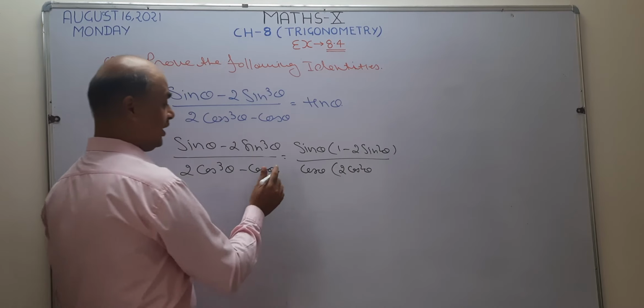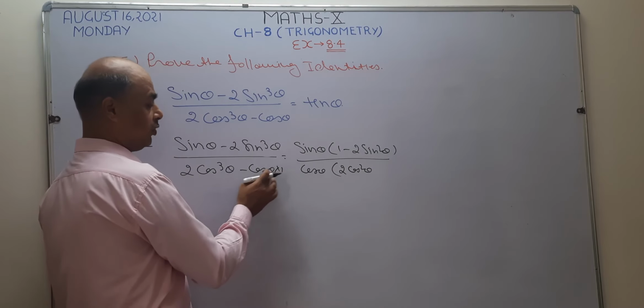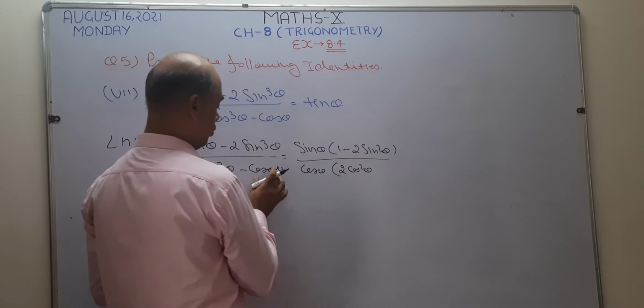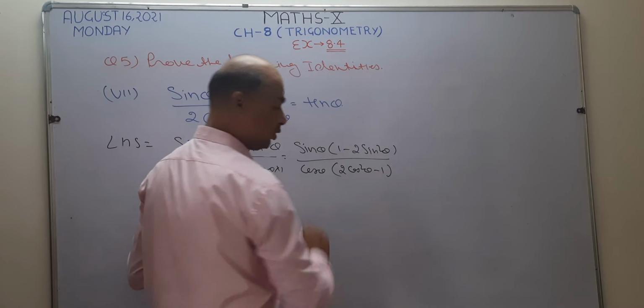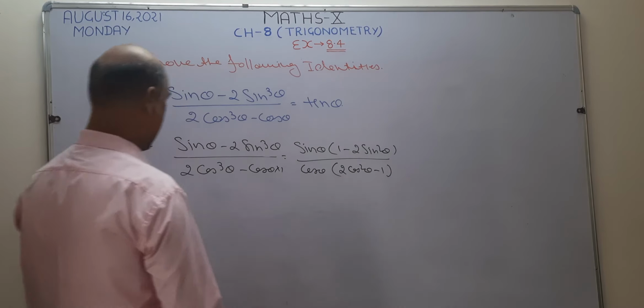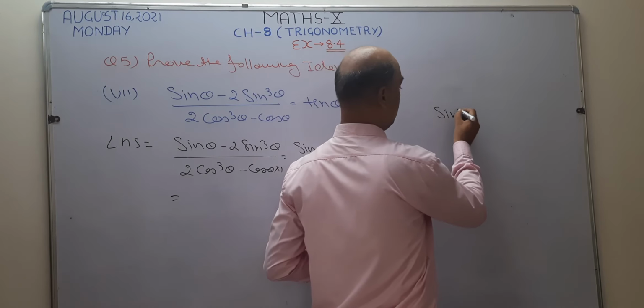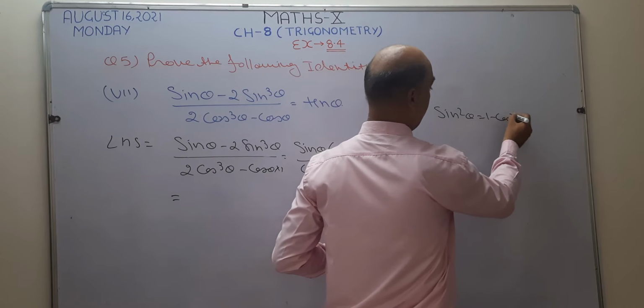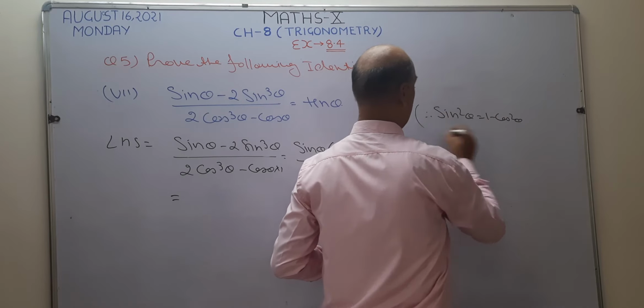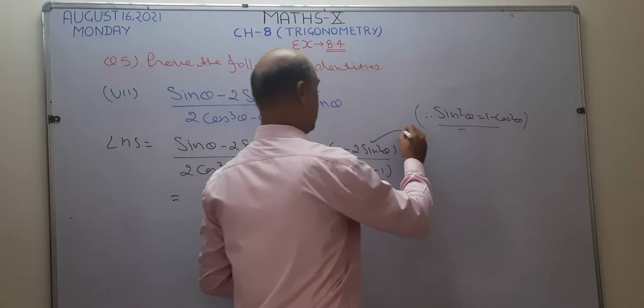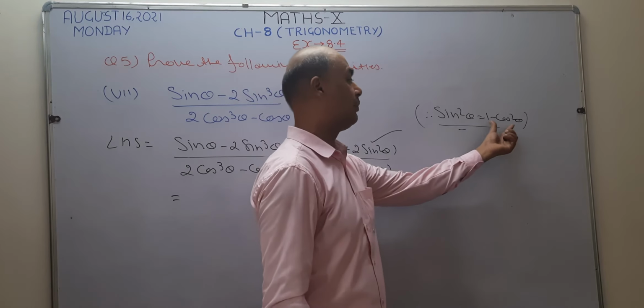In the last part, when I take cos common, what is left? Only 1, because cos is a multiple of 1. After taking common, I want to use one identity: sin square theta is equal to 1 minus cos square theta. So instead of sin square theta, I want to use 1 minus cos square theta.